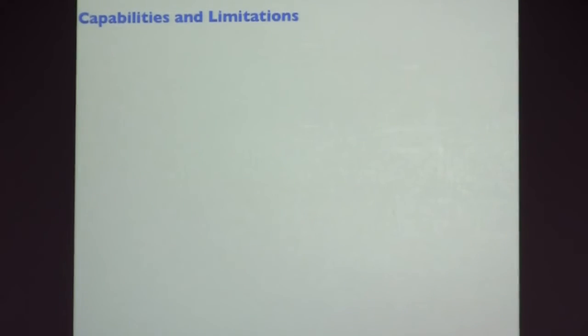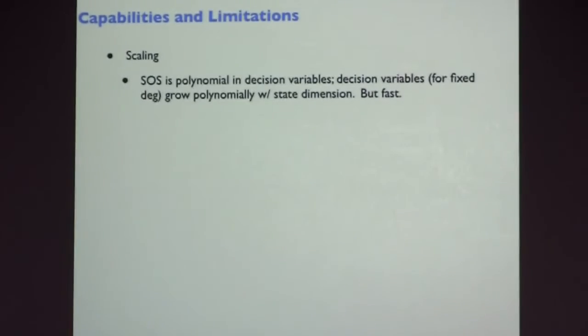I wanted to tell you about this idea of using optimization to compute Lyapunov functions. It works pretty well. So the scaling is polynomial in the number of decision variables. The decision variables are polynomial in the number of states, but it's a fast polynomial.